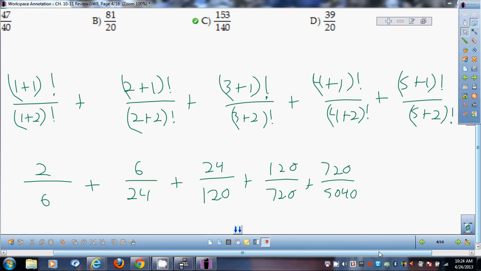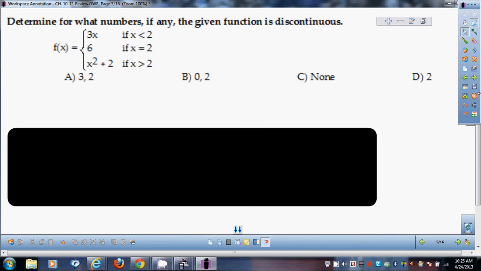Here we go. Next one. Oh, there's two of them on this page. Determine for what numbers the function is discontinuous. Who can raise your hand and tell me what I need to even do here before telling me the answer? Chris. I do need to plug 2 in. For what? For all three of them, right? And what needs to happen if it's going to be continuous? They all have to be the same thing.